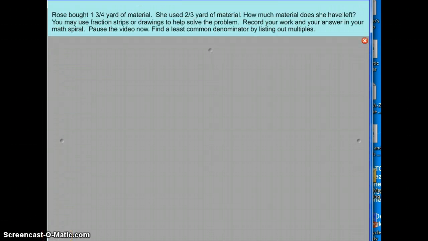Rose bought 1 3/4 yard of material. She used 2/3 yard of material. How much material does she have left? You may use fraction strips or drawings to help solve the problem. Record your work and your answer in your math spiral. Find a least common denominator by listing out the multiples. I know you know how to do this. Then go ahead and solve the problem. Pause the video now to write your multiples and solve your problem.